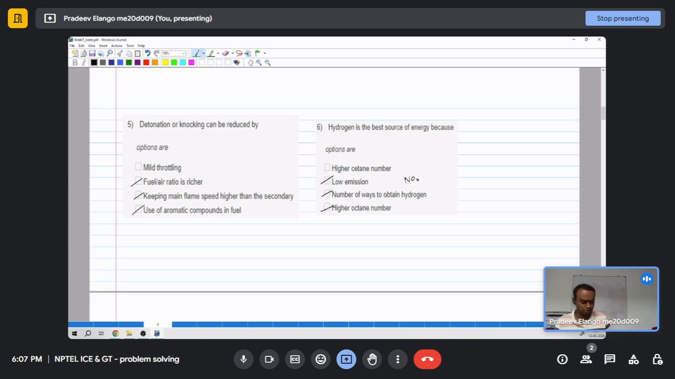And higher octane number, as I said, it is a good SI engine fuel. The octane number will be around more than 100, it's around 110 or 120, so it is a good fuel for SI engine.